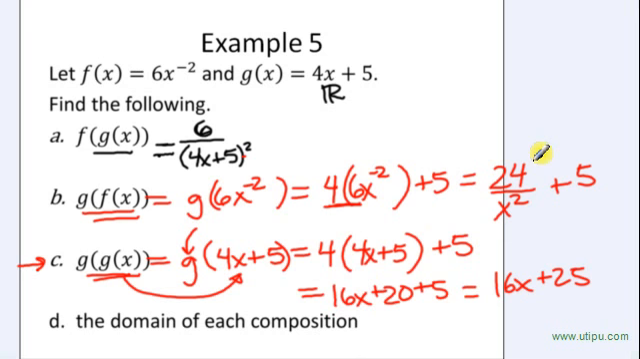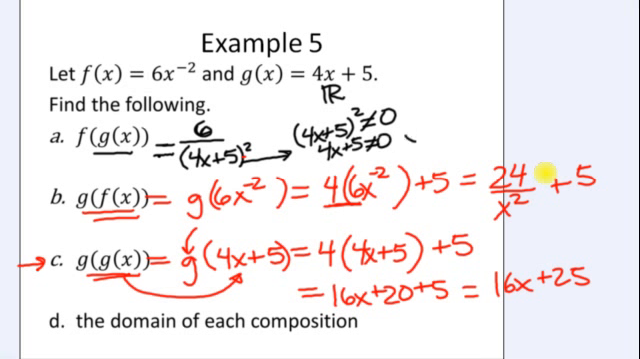So g of x is fine, but then when I plug into f of x, it puts that on the denominator. And since we can't divide by 0, that means that the 4x plus 5 squared cannot equal 0, which would mean that 4x plus 5 cannot equal 0. And if I solve that for x by subtracting 5 divided by 4, x cannot equal negative 5/4. So the domain for f of g of x would be all real numbers, x not equal to negative 5/4.